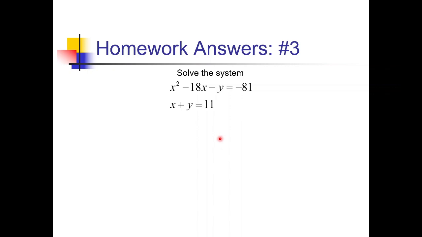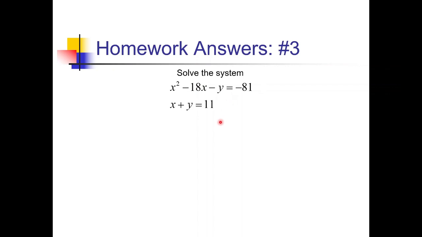To solve this system of equations, there's a couple of approaches we could take. One would be, since I have a negative y and positive y, I could just add these two equations together right off the bat. That would cancel out the y's, and we'd have x squared minus 17x equals negative 70. That would be a pretty quick one to solve.